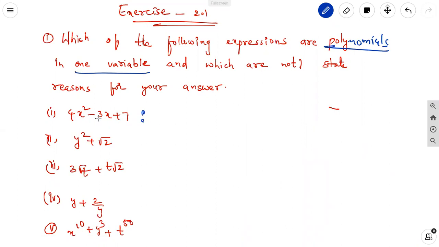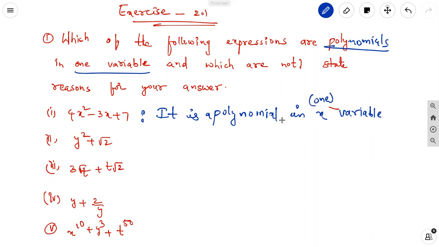Here, 4x square minus 3x plus 7. It is clearly a polynomial in x variable or one variable. It is a polynomial in one variable. Clearly, it has x powers of positive values only.